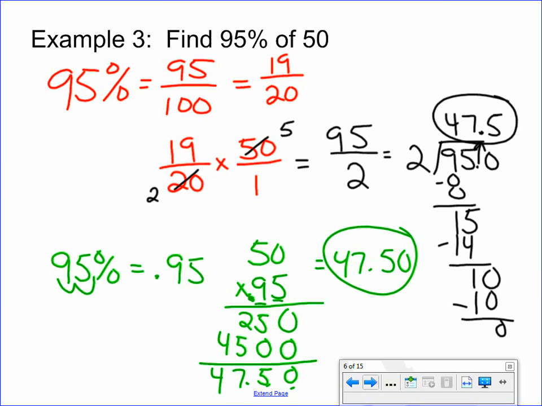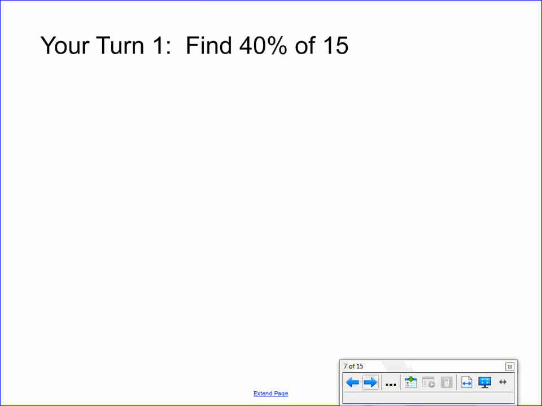All right, so I want you to try some on your own. The first one is find 40% of 15. So go ahead, pause the video, work this problem out, and push play when we're ready to see an answer. Okay, so let's see how we did. I'll go ahead and show you both the fraction and the decimal form for this one. The next one I won't. I'm just going to go straight to the decimal form.